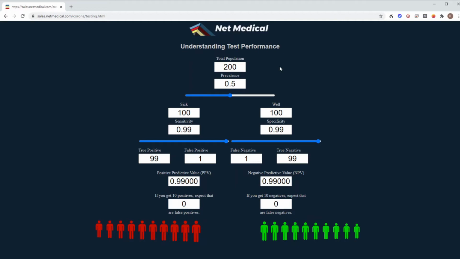Understanding test performance. First thing I want to say is this talk is really about two test types, molecular and antigen tests. There are other types of tests, but for the sake of this talk, I'm talking just about the molecular and the antigen tests because I believe there's a lot of confusion surrounding the use of both of those.